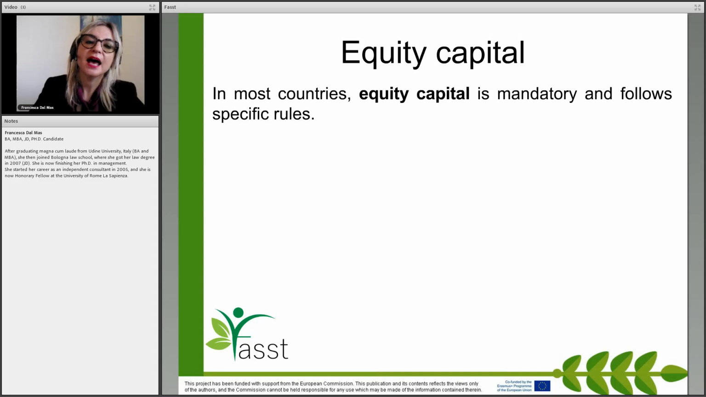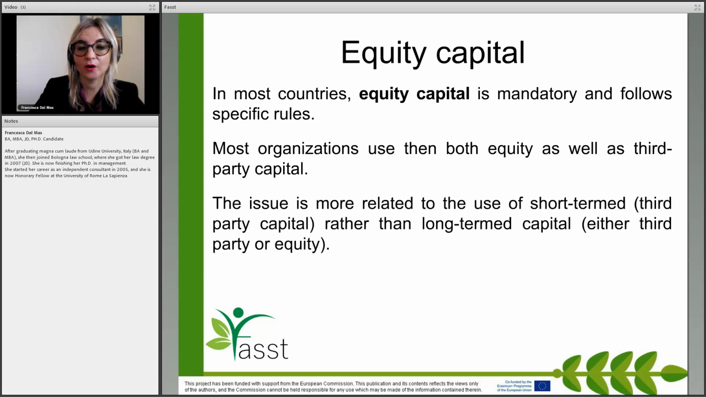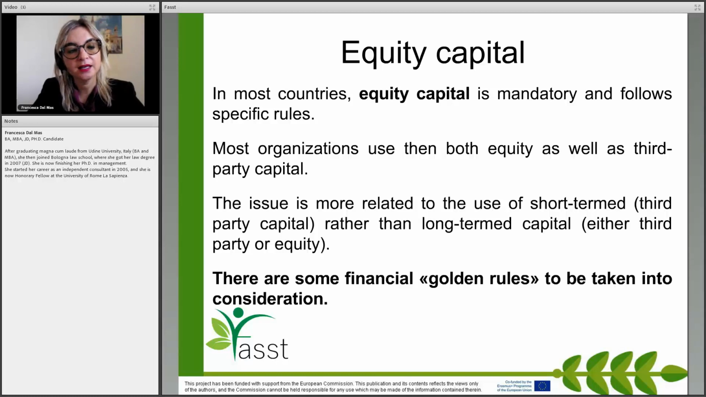In most countries, equity capital, or at least a certain amount of equity capital, is mandatory to start a business, and equity capital follows specific rules. So it ends up that most organizations use both equity as well as third-party capital. The issue is more related to the use of short-term third-party capital rather than long-term capital, either third-party or equity. So there are some financial golden rules to be taken into consideration.